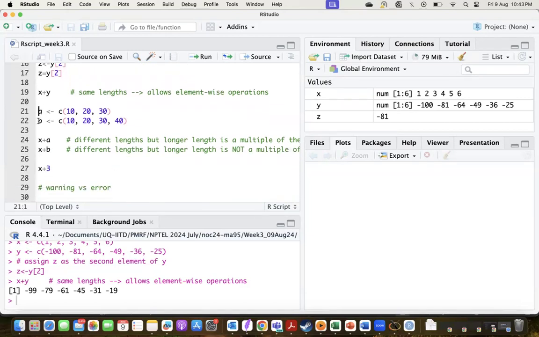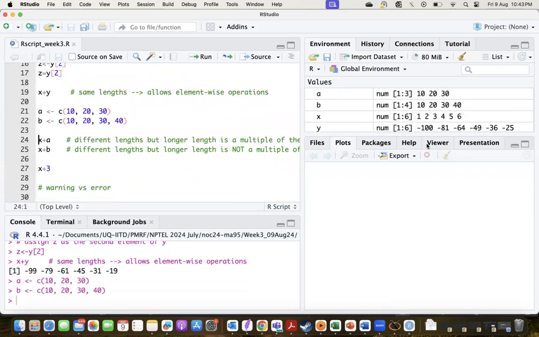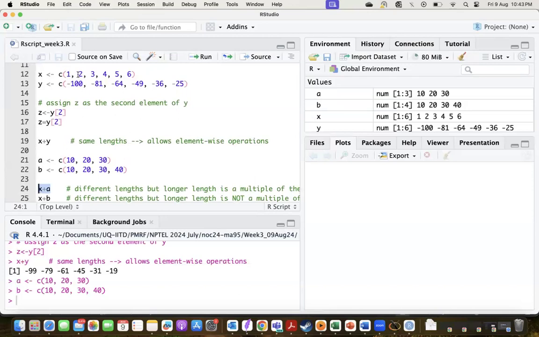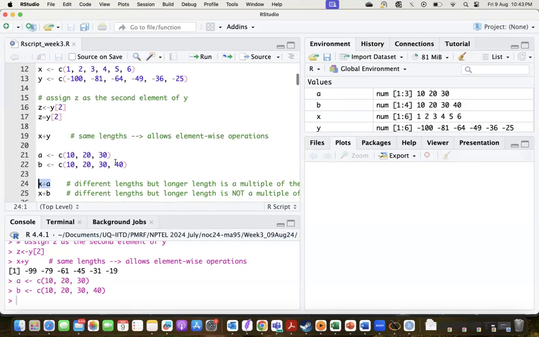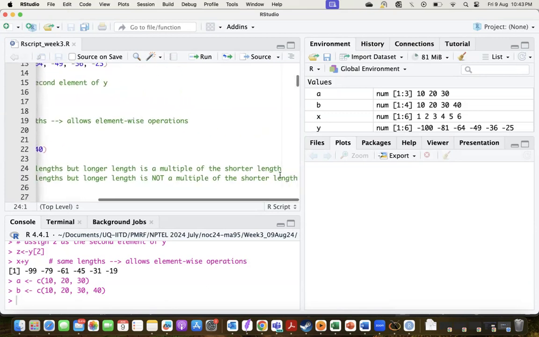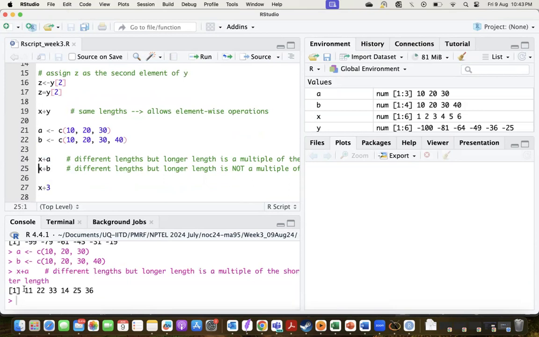Now, let's say we have two more vectors, a and b. a has 3 elements and b has 4 elements. If I add a to x, which has 3 elements and 6 elements, what's going to happen is 1 gets added to 10, 2 gets added to 20, 3 gets added to 30, and then this 10, 20, 30 gets repeated. So 4 gets added to 10, 5 gets added to 20, and 6 gets added to 30, right? Different lengths, but the longer length, which is 6 in this case, is a multiple of the shorter length, which is 3. So we still get the output, and there's no error or warning message.